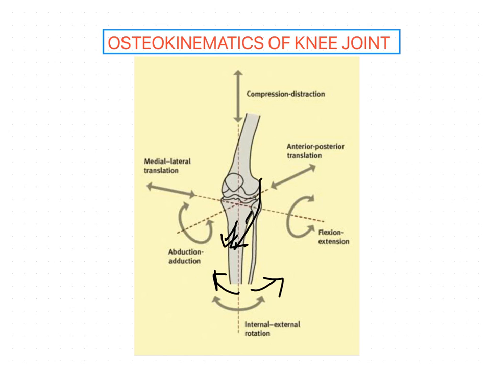Okay, now we will focus on the normal knee joint motions, which includes osteokinematics and arthrokinematics. First we are going to discuss the osteokinematics of the knee joint. The first one is flexion and extension.